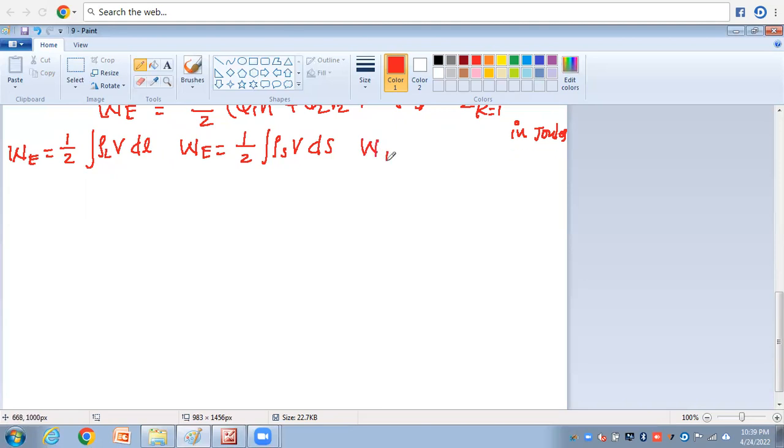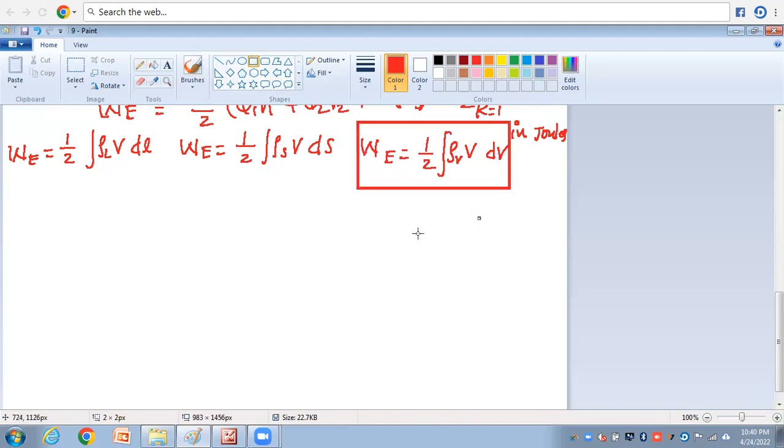The next one, WE equal to 1 by 2 integral rho v V dv. Here V is the potential with respect to volume dv. So this is a very, very important expression. Please concentrate on this one. WE equal to 1/2 integral rho v V dv. Right, I will save this slide.